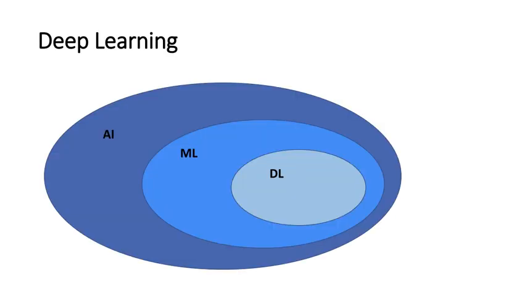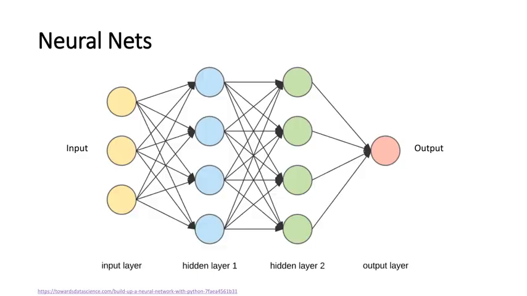So you have basically artificial intelligence, and machine learning is a subset of artificial intelligence. Deep learning is itself a subcategory of machine learning. Neural nets are basically used for deep learning. Therefore you have input and output, and in between you have the hidden layers, hidden layer 1 and hidden layer 2, and the neurons themselves, which are connected to each other.